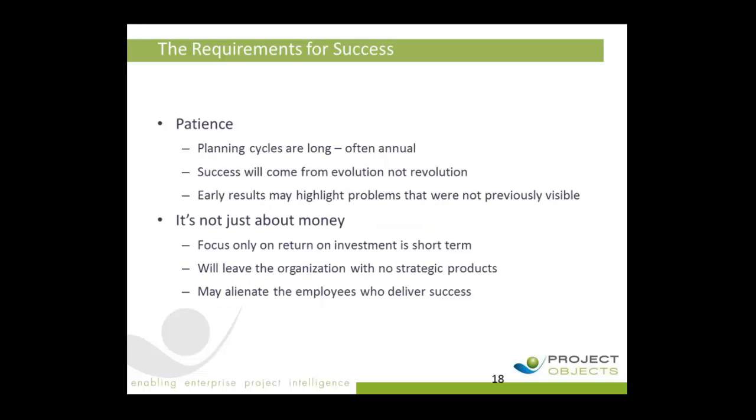You also need patience, and maybe that's the most important part here. Planning cycles are long. Annual planning, by definition, happens once a year. So it's not going to happen overnight. It's not going to happen through a revolutionary approach. It's going to come from evolution. And the early results may just identify that things were worse than we thought they were. So it may actually take time for things to get worse before they can get better.